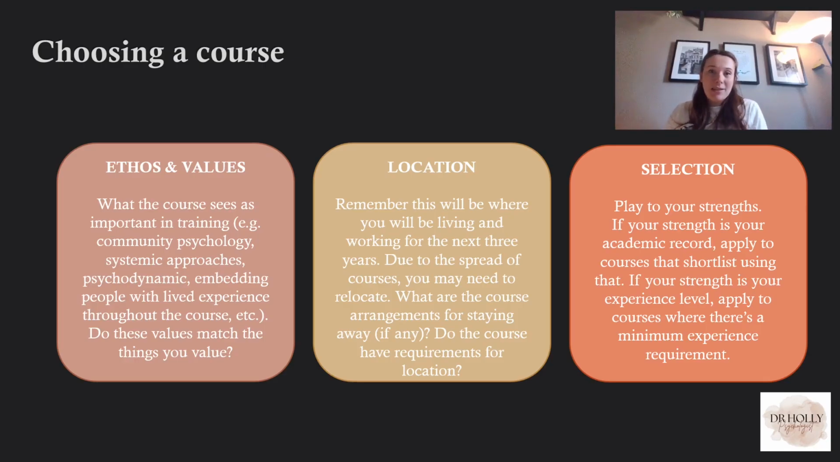So if your strength is your academic record, if you've got a first and a distinction and you passed your PhD and you had all A's at A-level or equivalent, applying to courses that shortlist using academic criteria is probably a good thing to do. If your strength is the amount of experience you have, applying to courses where there's a minimum experience requirement could be good. If you actually don't have any experience, really, there are courses that will still accept you, so have a look at which courses they are and maximise your chances of getting on. So it's really choosing a course that is going to help you.